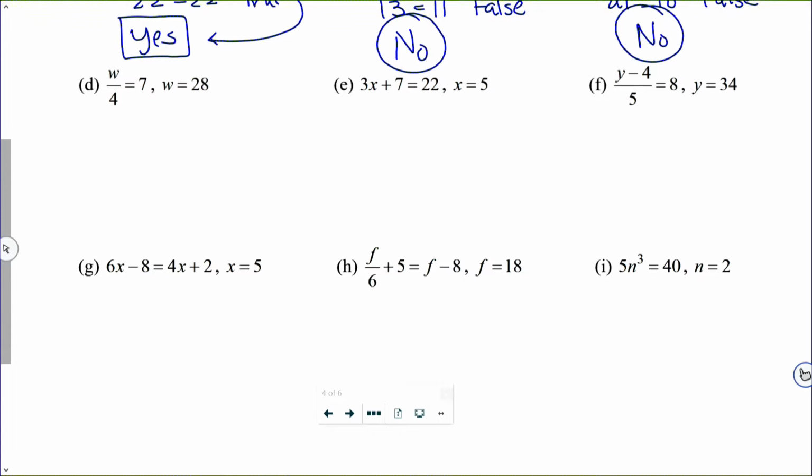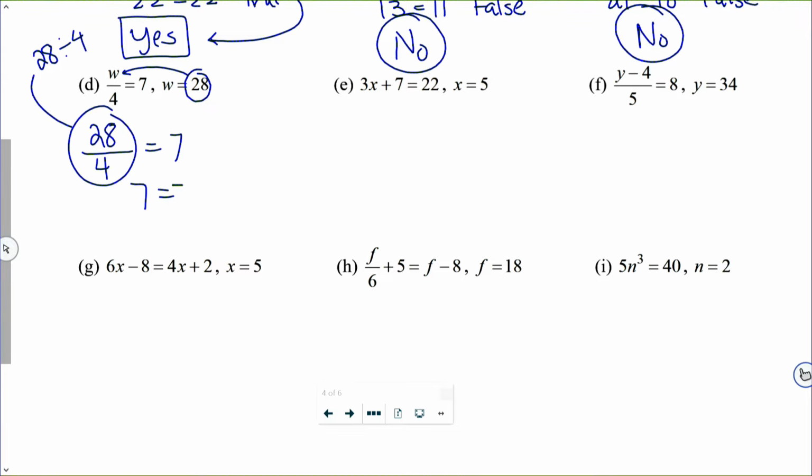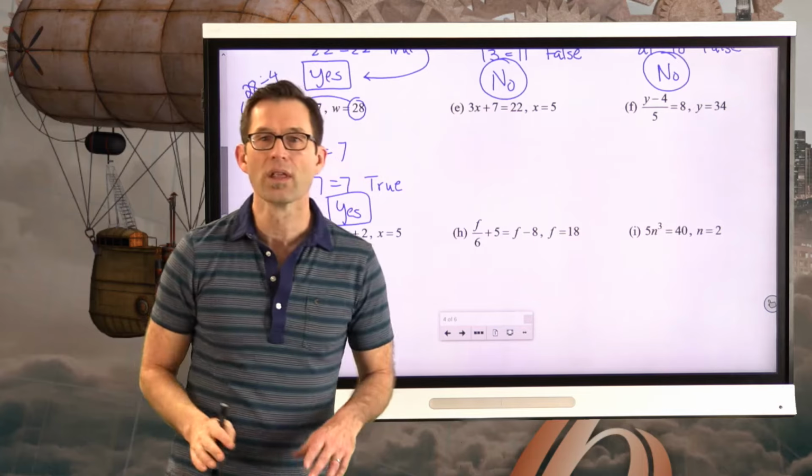So in this one, I'm going to take 28, plug it in for w, and I'm going to get 28 divided by 4 is equal to 7. Never forget that this is going to be very important for us, is the same as this. 28 divided by 4, 28 divided by 4 is 7. That's true. And so the answer is yes. All right, let's take a look at letter E.